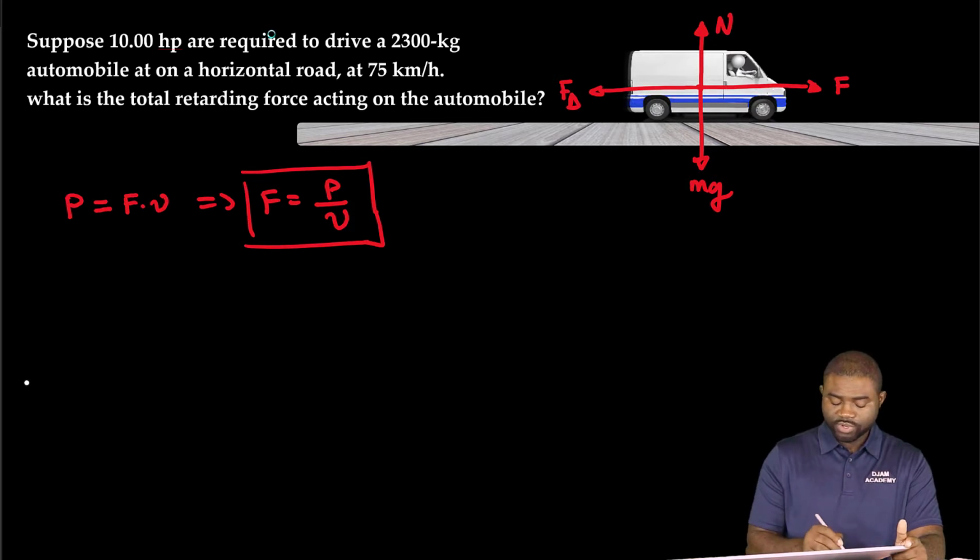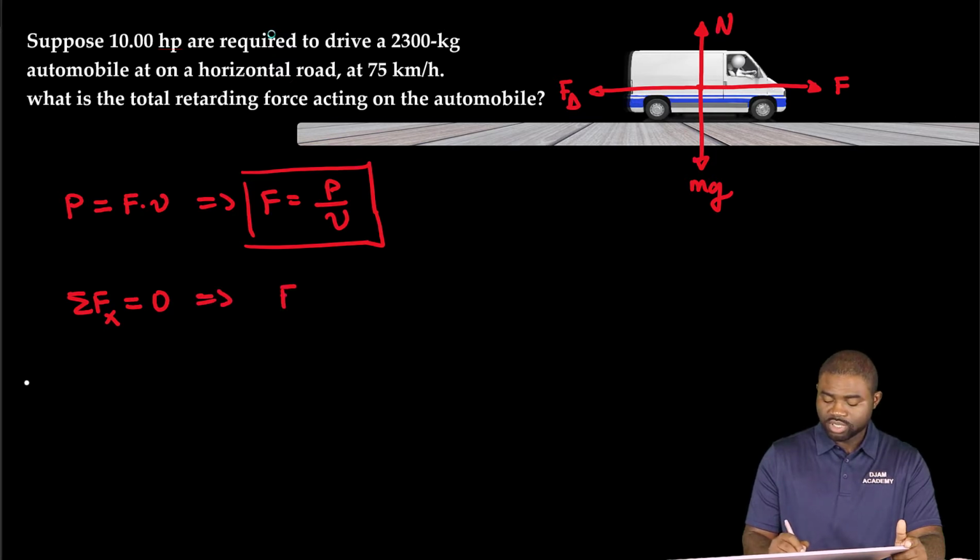But what we know is that the car is moving with a constant velocity, which means that the sum of forces along the x direction is equal to 0. This would mean that the forces to the left will balance the forces to the right, which is just going to be equal to P over V. So the question is, what is P and what is V?